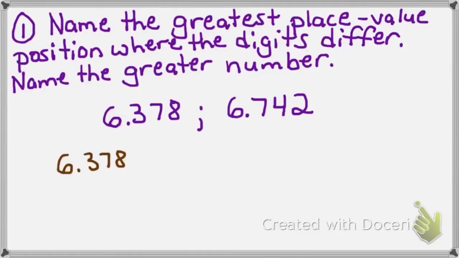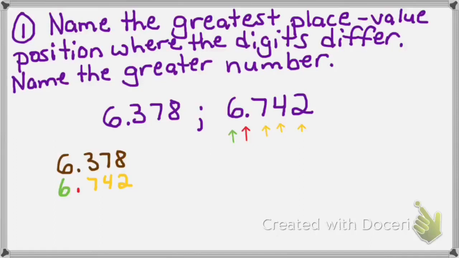6.378. My next step is to take my second number, write it underneath the first, lining up my decimals. So here's my decimal, put it under my other decimal. To the left I have a 6, so to the left I write a 6. To the right I have 742, so to the right I'll write 742. Fill in any missing place value columns, and here they're all even. There's a 6 and a 6, a 3 and a 7, 7 and 4, 8 and a 2, so they're all even. They each have a digit in each column.